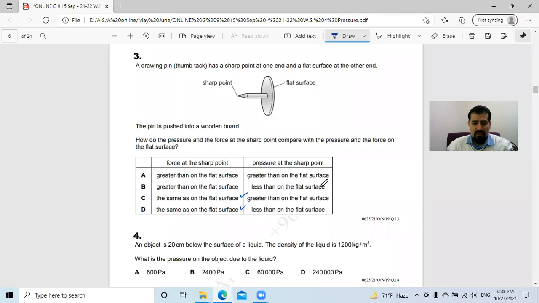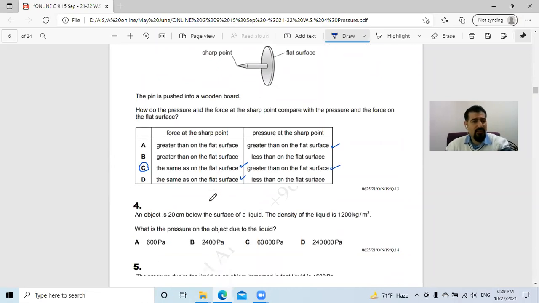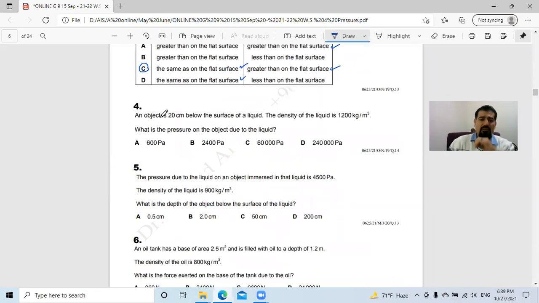And the pressure is the greatest at the sharp point, so it's greater than on the flat surface. So the answer is C. Shukran Abdurrahman.